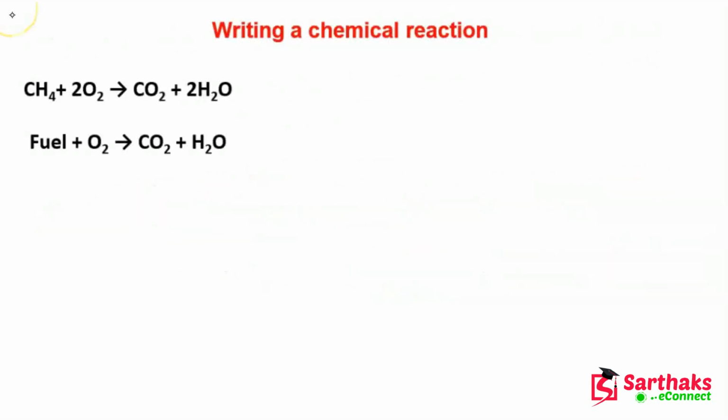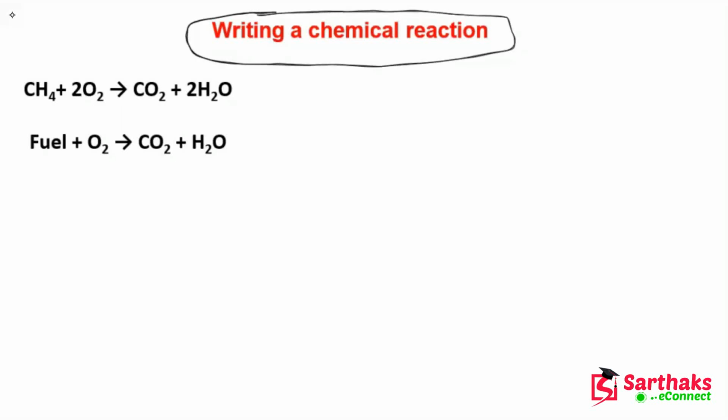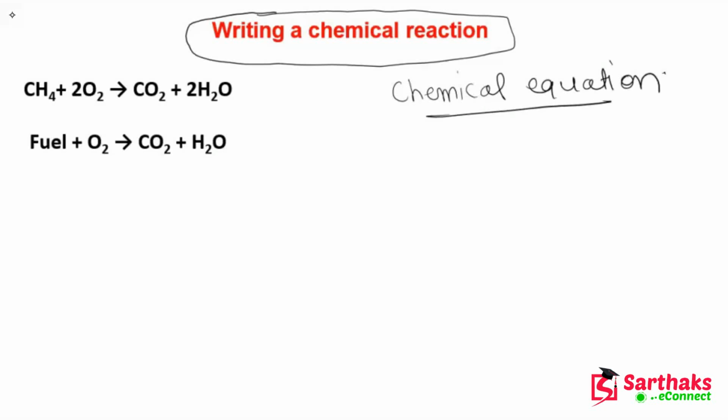Okay, guys, here we will try to understand what a chemical equation is and how we write it. So basically, we are learning how to write a chemical reaction. A chemical reaction is written in the form of a chemical equation. Two terms are very important. Let me tell you what those terms are.